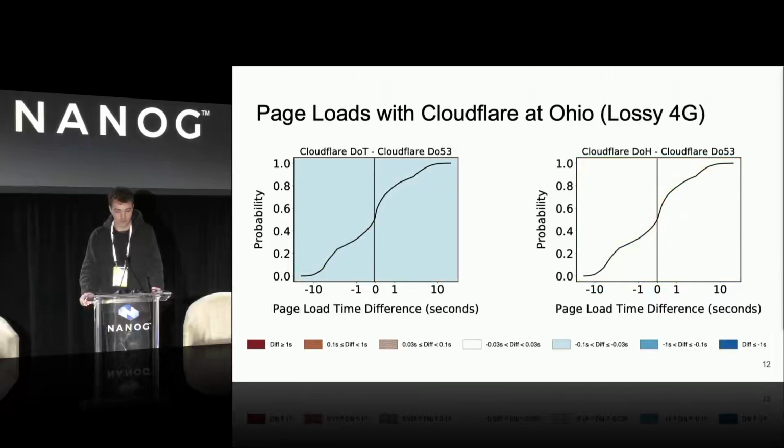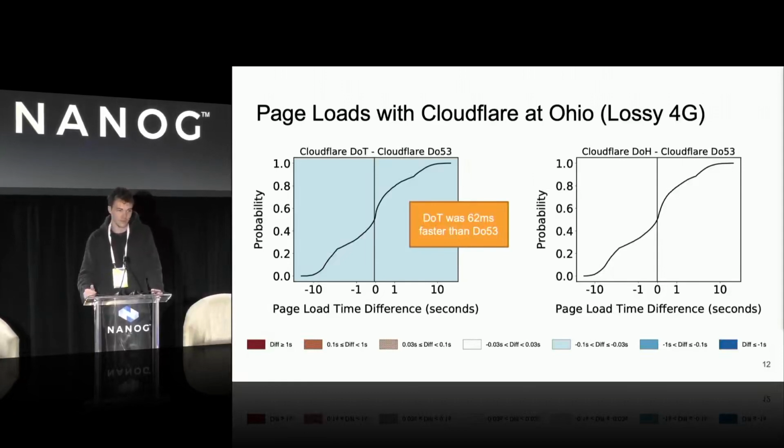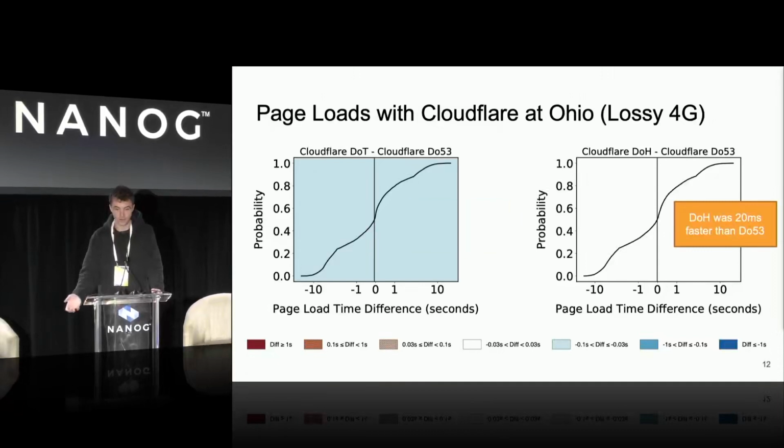And now if you go into the lossy 4G, where we took the same 4G settings and added an additional 1% packet loss, we're seeing even more interesting behavior. Now DoT has gotten 62 milliseconds faster than traditional DNS in page load times, which we didn't expect to see at all. And DoH has also gotten faster than traditional DNS in page load times, by 20 milliseconds. So there's this interesting behavior where, as you get to worsening network conditions, DoT and DoH are able to outperform traditional DNS.